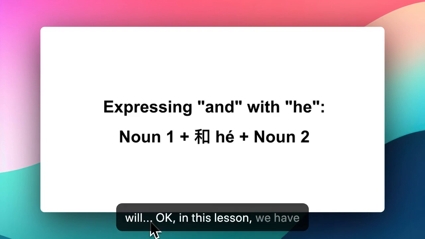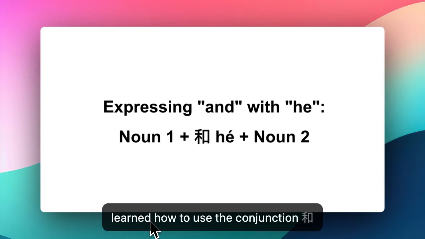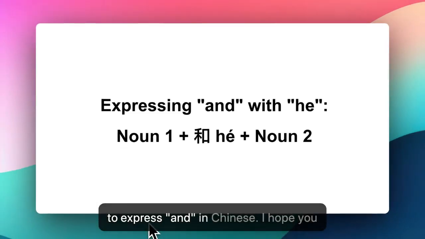Okay, in this lesson, we have learned how to use the conjunction 和 to express and in Chinese.